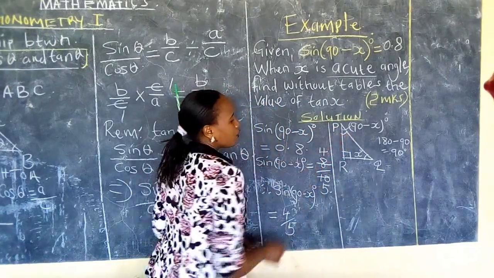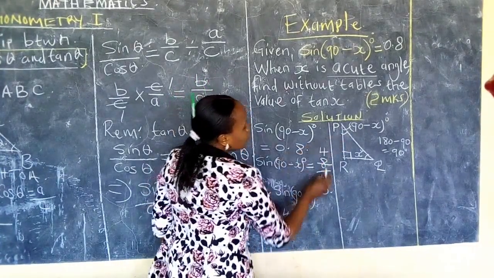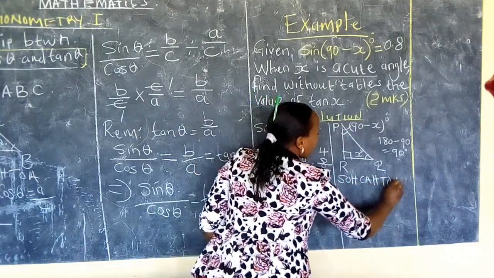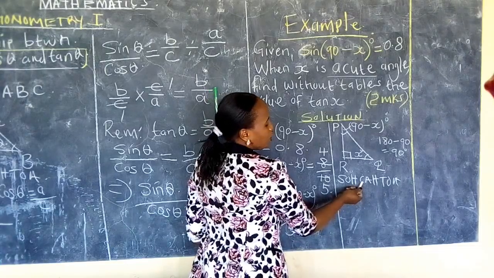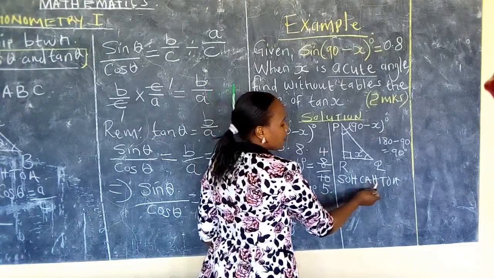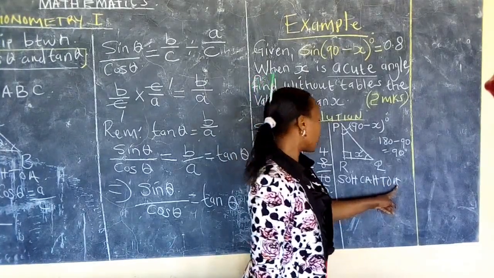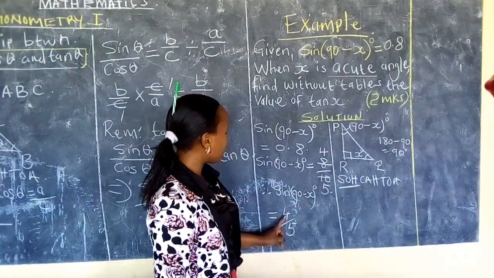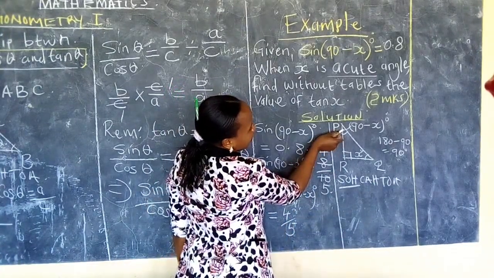So for the sine that we are given as 4 over 5, we are going to use SOH CAH TOA. This means that sine is opposite over hypotenuse, cos is adjacent over hypotenuse, and tan is opposite over adjacent. Now we are considering sine because we have been given sine as 4 over 5, and we are considering this angle 90 minus x.